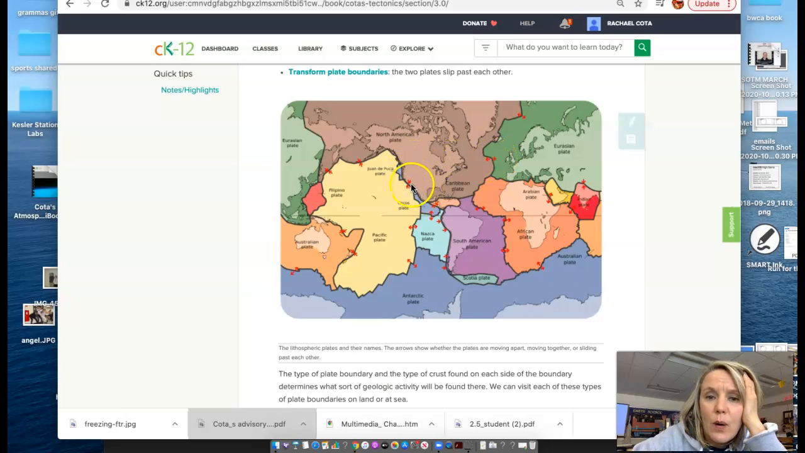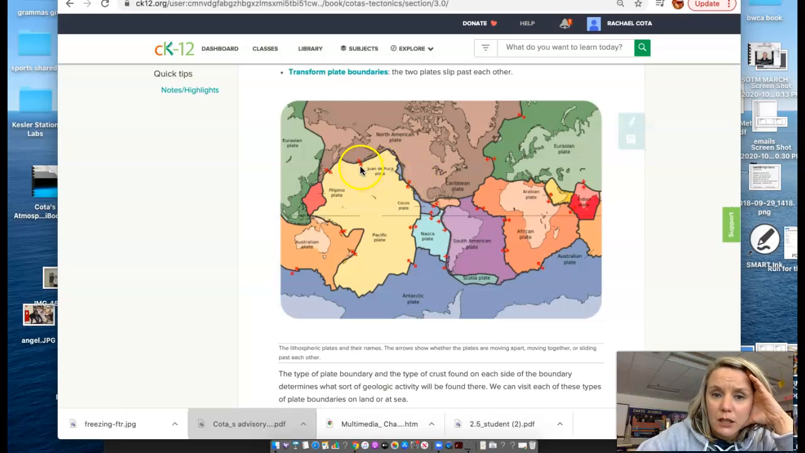Over here on the west coast, as you would expect, we have an area that has a boundary that is responsible for a lot of earthquakes. And we know that we get a lot of earthquakes in and around California. That's because this boundary here is moving side to side. It's a transform boundary, moving side to side.